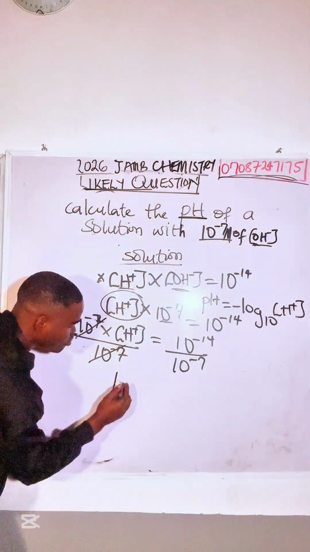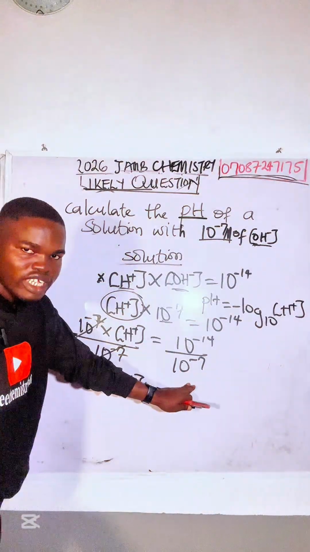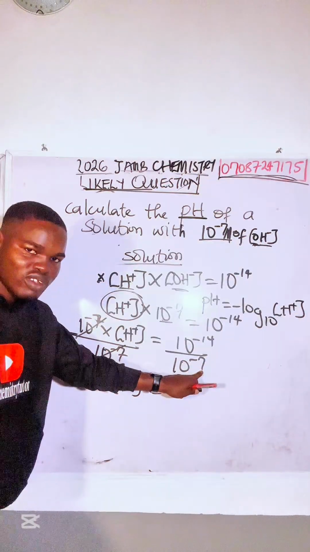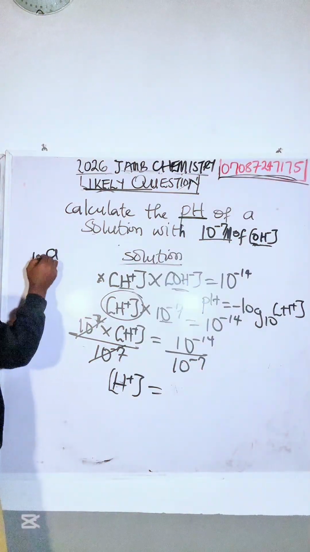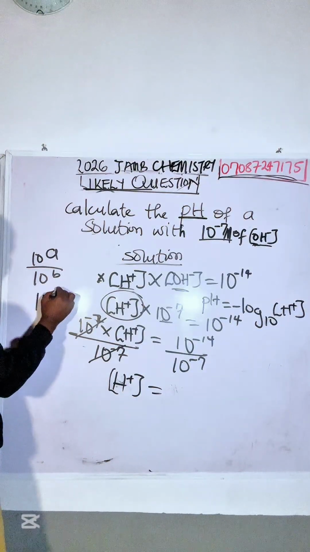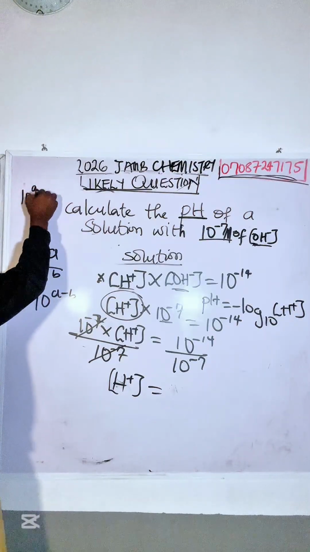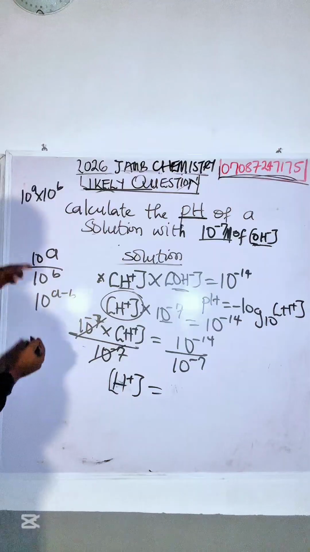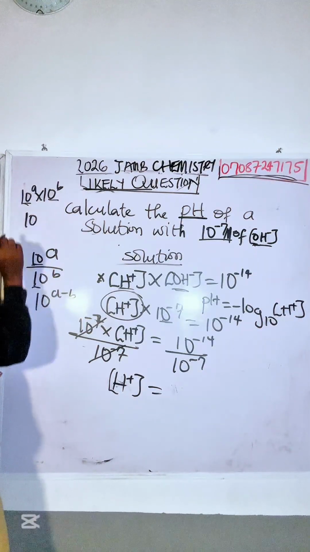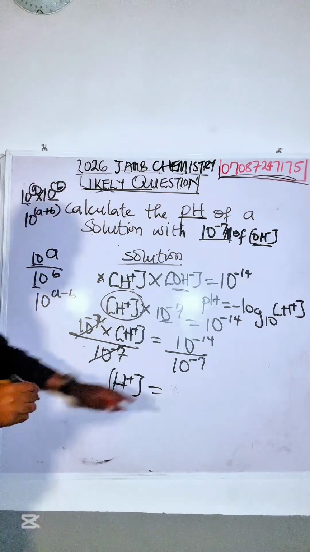Then this becomes H plus, which is equal to what? Now, there is a law of indices. Once you have something like 10 raised to minus 14 divided by 10 raised to minus 7, just like when you have 10 raised to A over 10 raised to B, automatically this becomes 10 raised to A minus B. That's the law. But if you have 10 raised to A multiplied by 10 raised to B, do you know why this is happening? Because their base is the same. This is 10, then this becomes a single 10, and you add the powers together, A plus B. That's one of the rules that we're going to be using here.